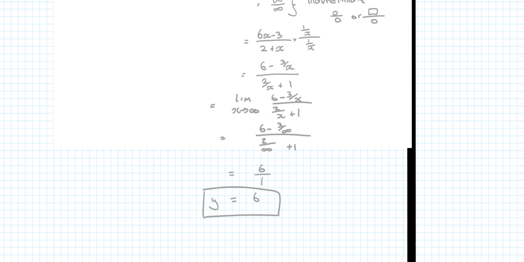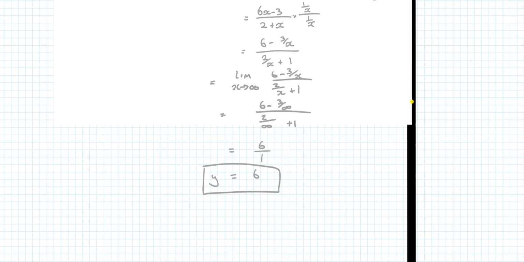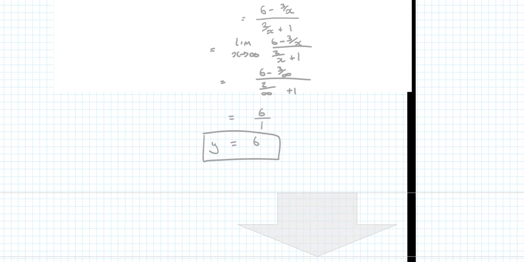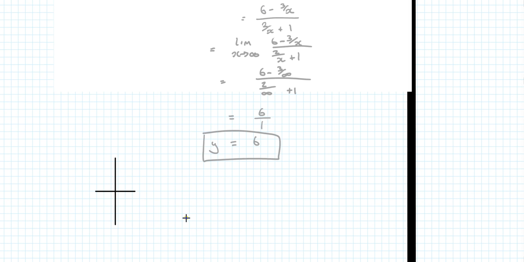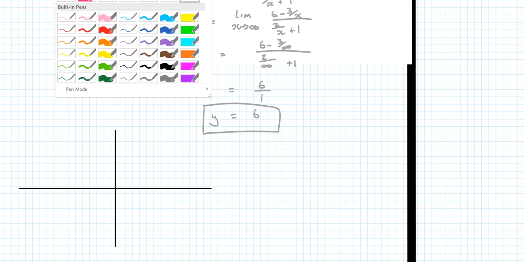Follow on question from it. They might ask you to sketch the graph, a rough sketch of the graph, or the possibilities of the graph. Or not even the graph, they might just say the asymptotes. So what it would look like would be going, grand, xy axis, I know y is equal to 6 is the horizontal asymptote.